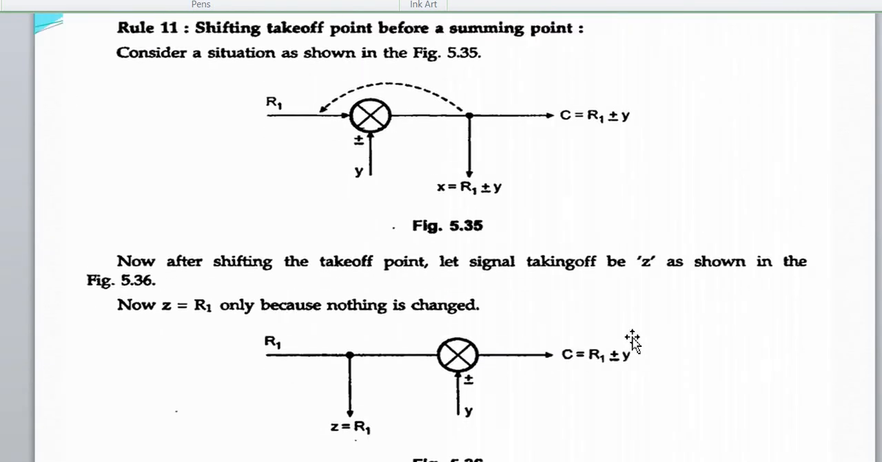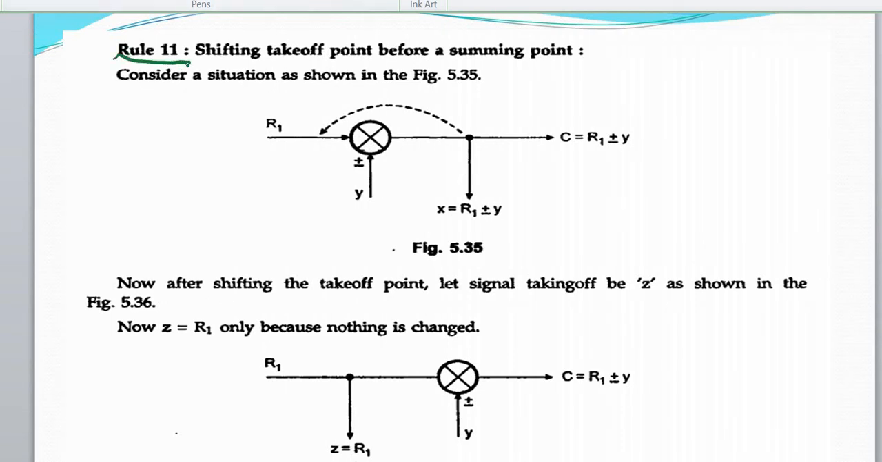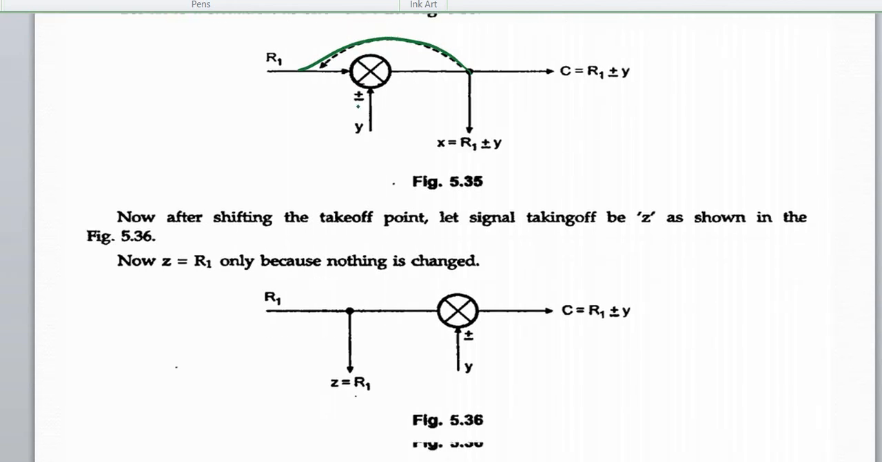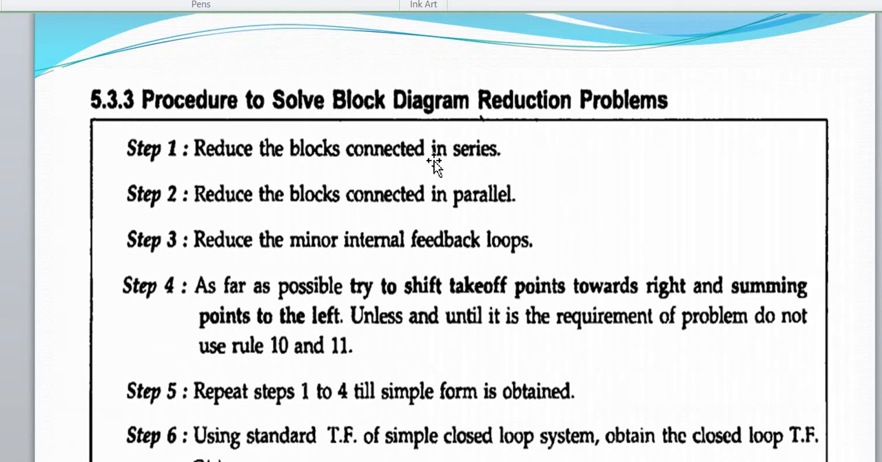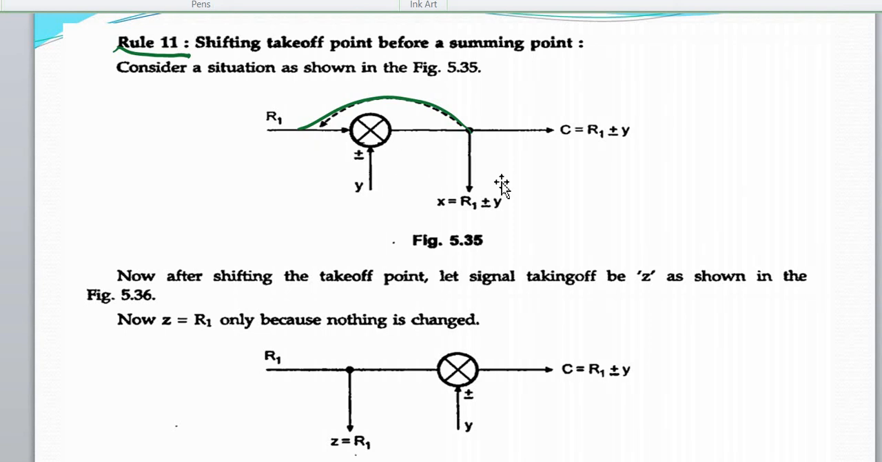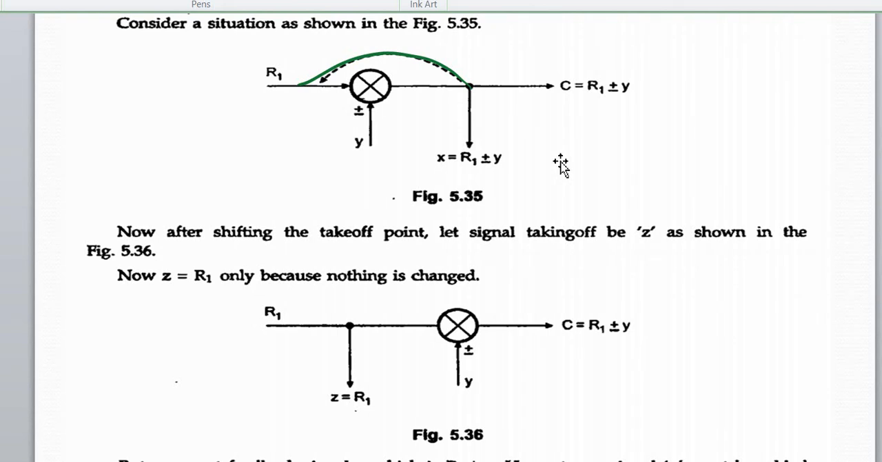So now moving to rule number 11. You might have guessed, rule number 11 is shifting the takeoff point before the summing point. In rule number 10, I had shifted it after a summing point. Now I have to shift before a summing point. This rule I will not explain in much detail because it is similar to the previous rule. But you remember, if we have to do this, then I have to introduce a summing point with the same signal.